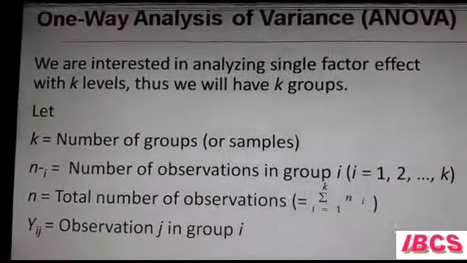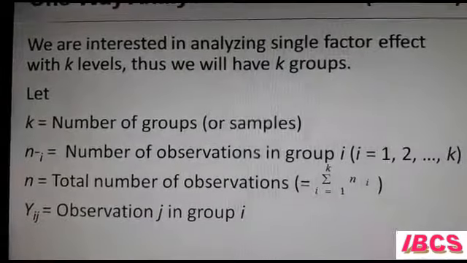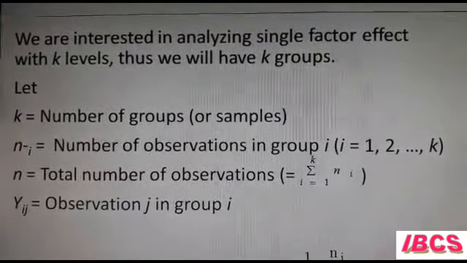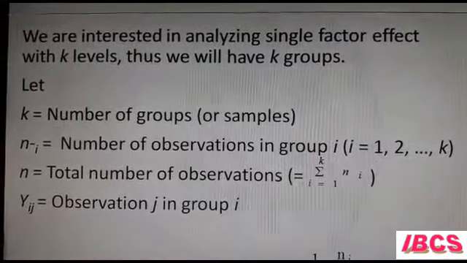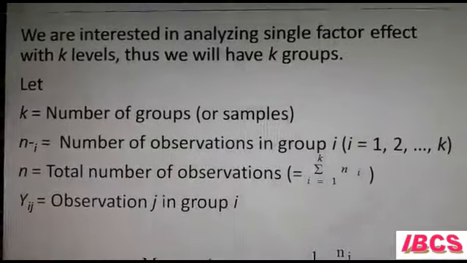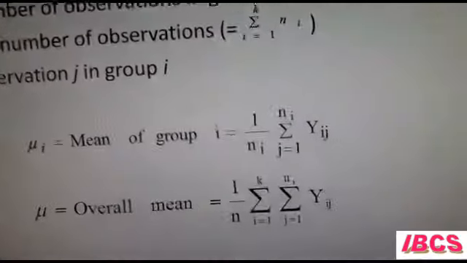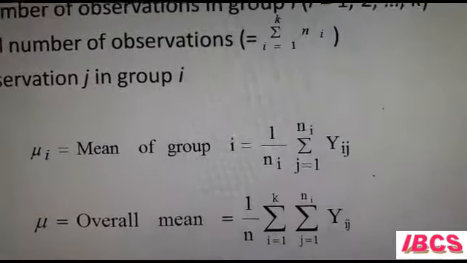So this is analysis of variance: we have K number of groups and I number of observations, N is the total number of observations, and Yij is observation j in group i. And this is how the mean of each group is calculated and the overall mean is calculated.